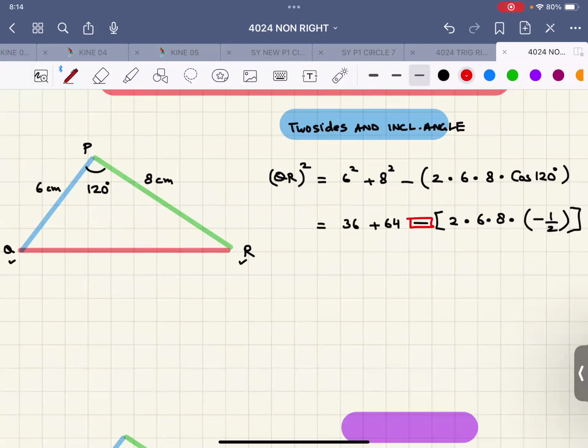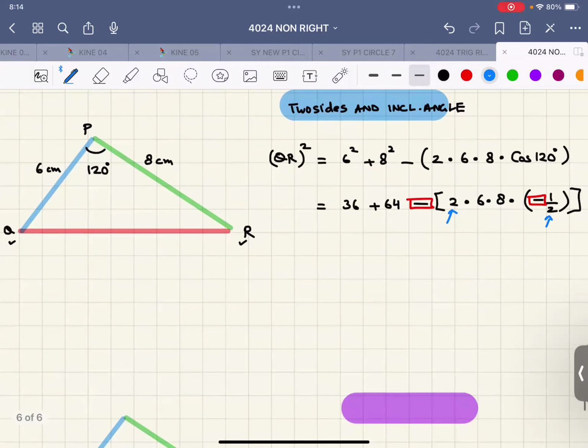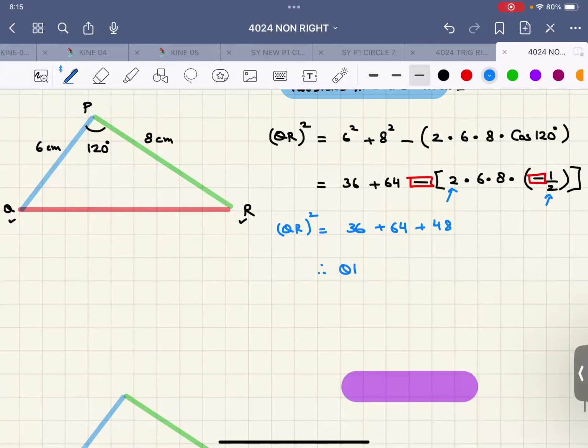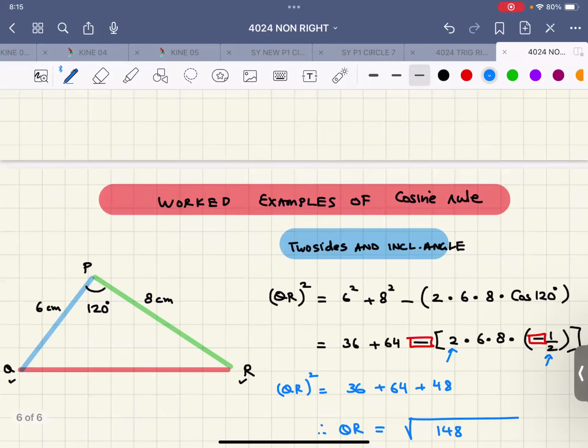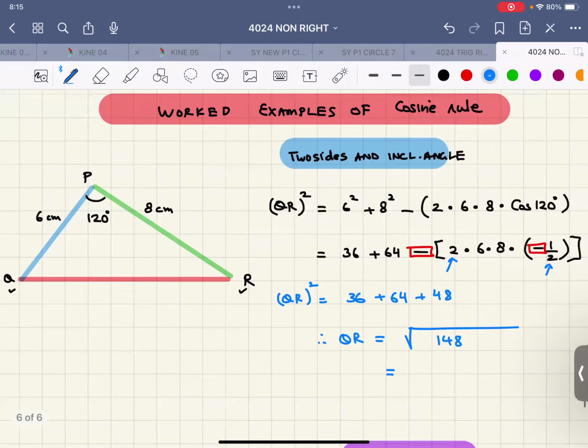So this negative outside, this negative inside, it will cancel out. This 2 will cancel out with this half. And what am I left with? This is 36. This is 64. 6 8s are 48. That is positive. This is equals to QR square. So this is QR, the whole thing square. Hence, you can make QR the subject. That's the square root of everything. That is 148. And then you will get the answer. All good? All clear?